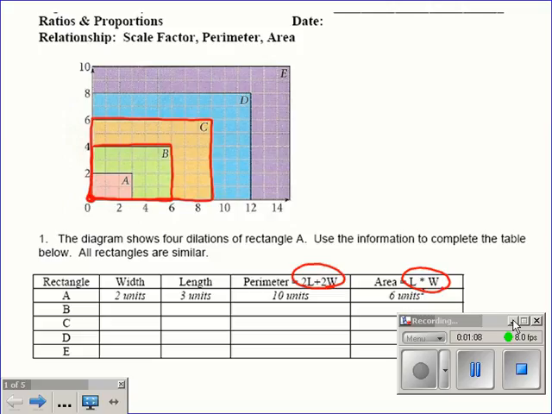What I'd like you to do right now is just to fill out the width. Again, the width is going to be shorter than the length. The length is always the longest side. So fill out the length, the width, find the perimeter, find the area. I want you guys to start off with that right now.